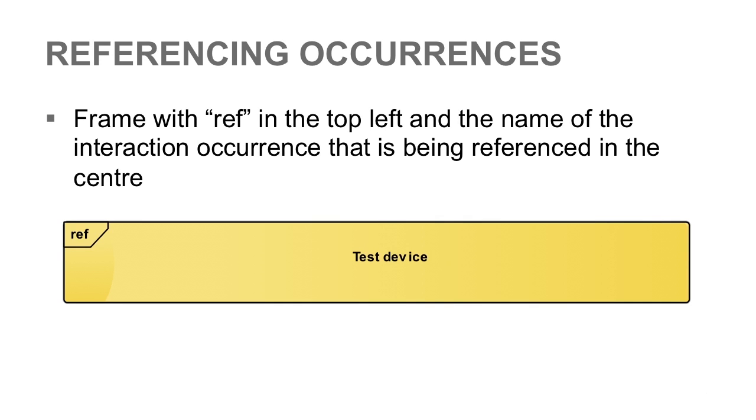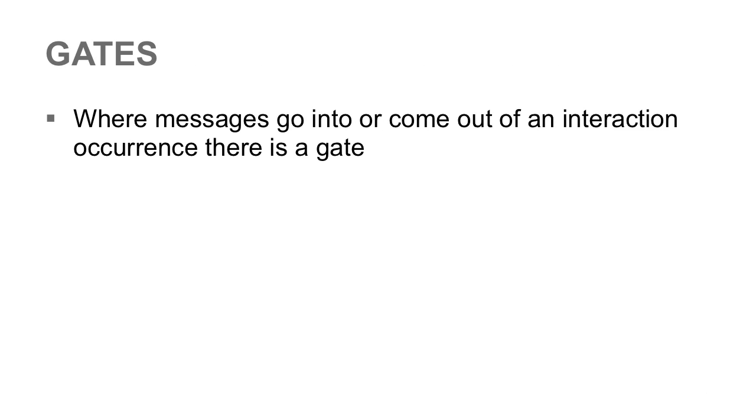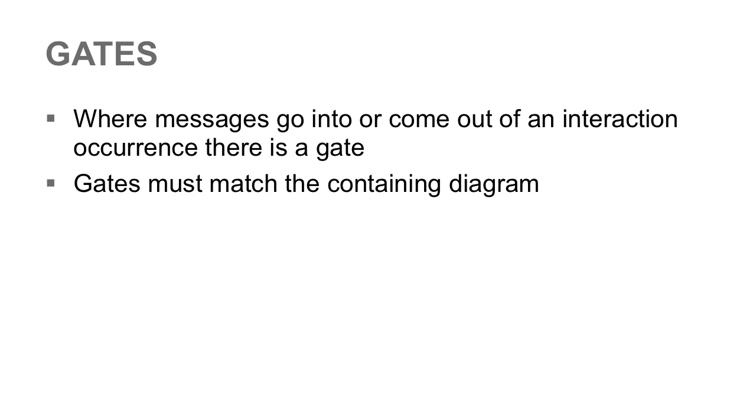The notation that we use is a frame with the keyword ref in the top left and the name of the interaction occurrence in the center of the frame. Sometimes when we add an interaction occurrence, there need to be messages going into and out of the diagram. To make this possible, we add gates on the diagram and connect the messages to them. The containing diagram must have the same gates with the same messages going in and out.